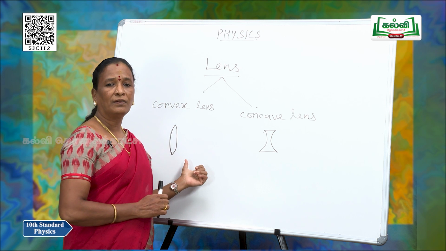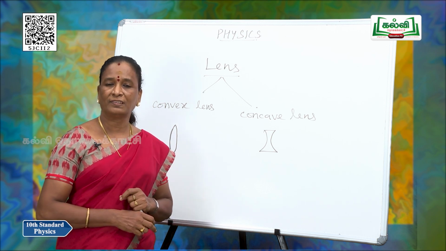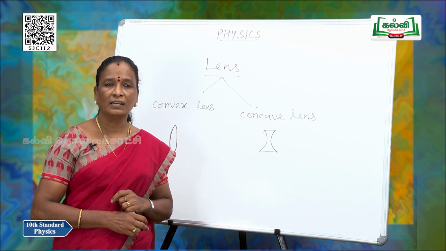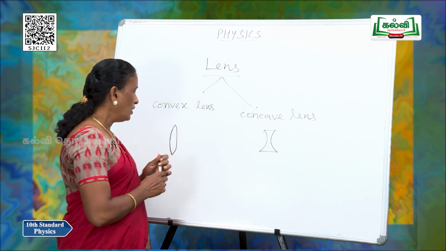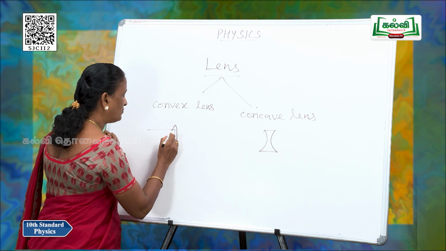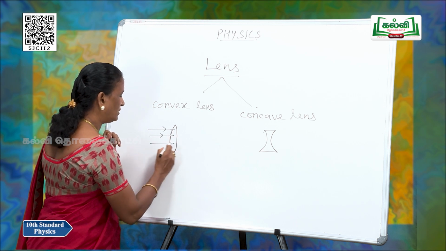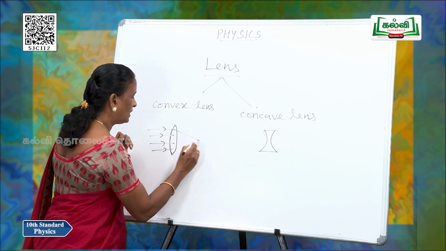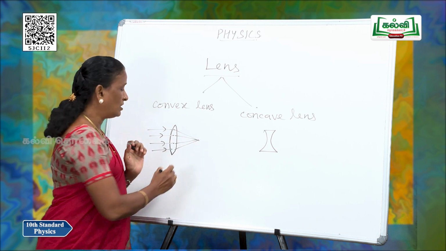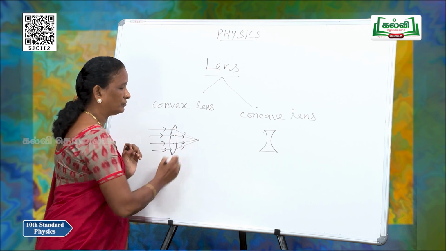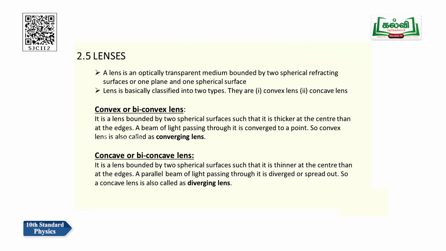It is a lens bounded by two spherical surfaces such that it is thicker at the center than at the edges. A beam of light passing through it is converged at a point. So it is called convergent lens, or converging lens.